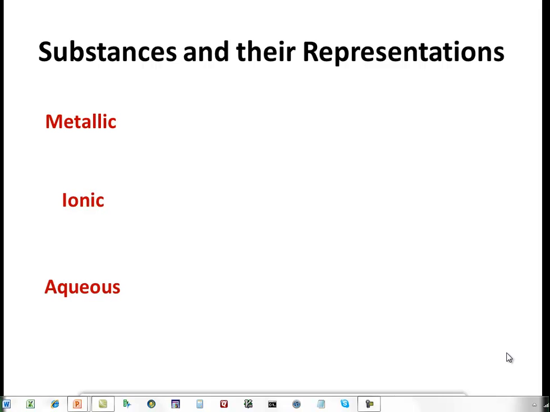The first thing I want to talk about is to establish how I would like to represent different kinds of substances going forward. This is something we'll use a lot in the coming months, starting with this single replacement reaction stuff. So we've got metallic substances, ionic compounds, and aqueous solutions. Here's the way I'd like to do this.